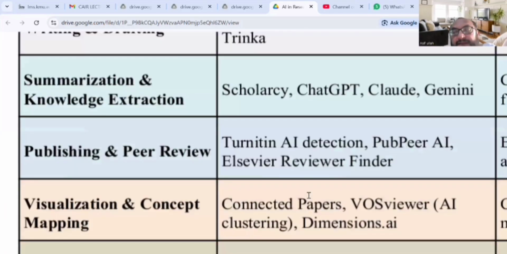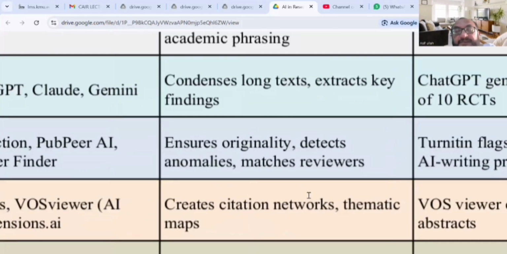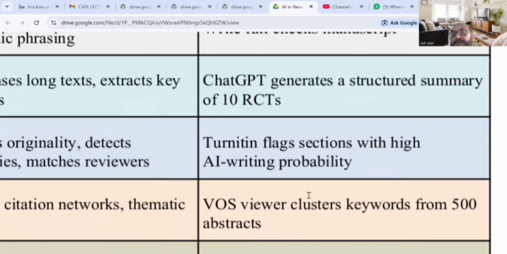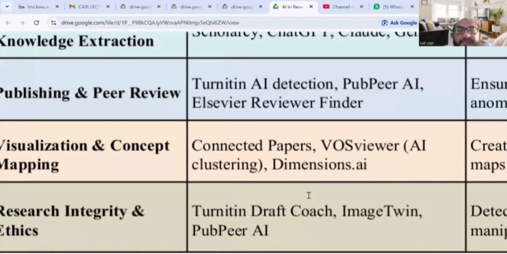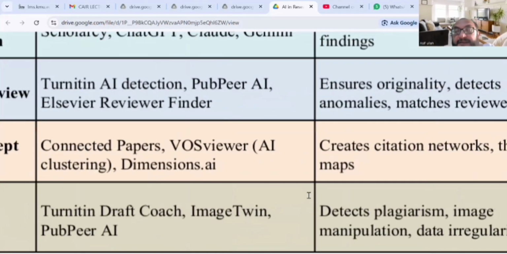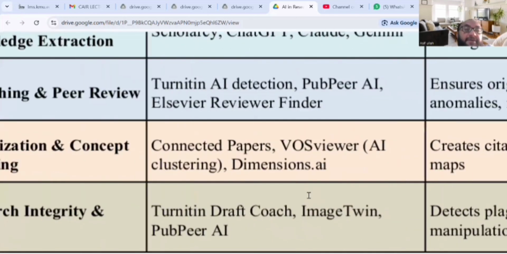Publishing and peer review: Turnitin AI detection, PubPeer AI, and reviewer finder tools ensure originality, detect anomalies, and match reviewers. Turnitin flags sections with a high AI probability. Visualization and concept mapping is done by Connected Papers, VOSviewer AI clustering, and Dimensions.ai. They create citation networks and thematic maps, and VOSviewer clusters keywords from 500 abstracts. That is a huge visualization and concept mapping.